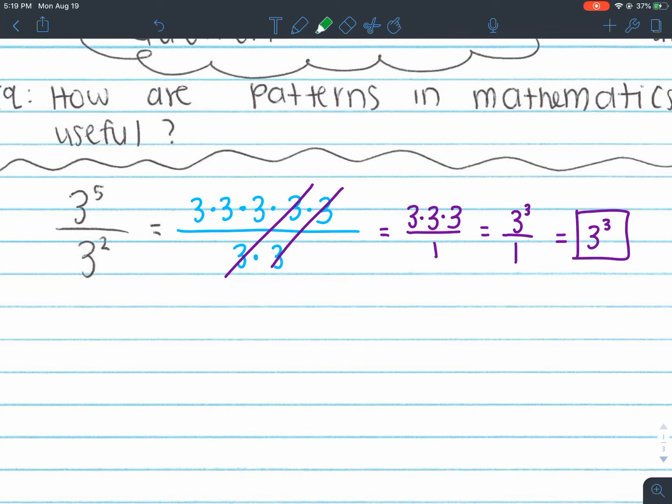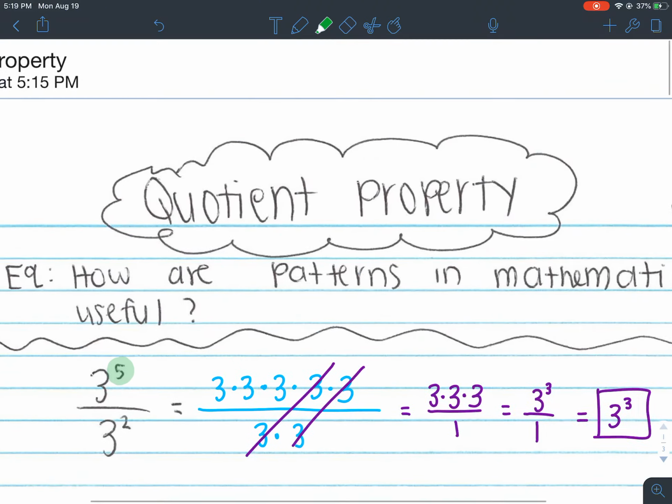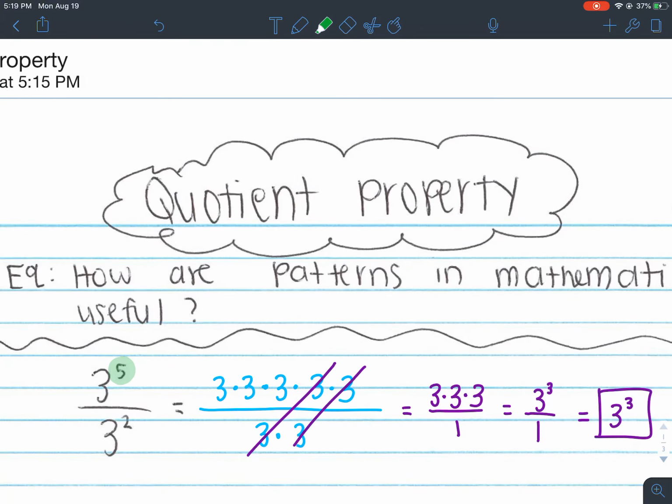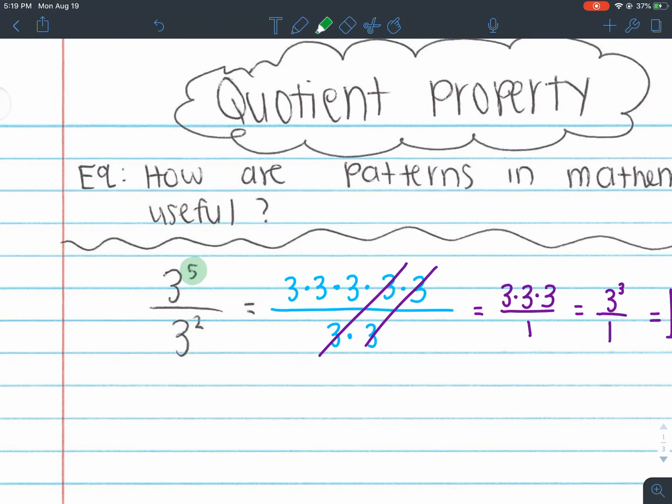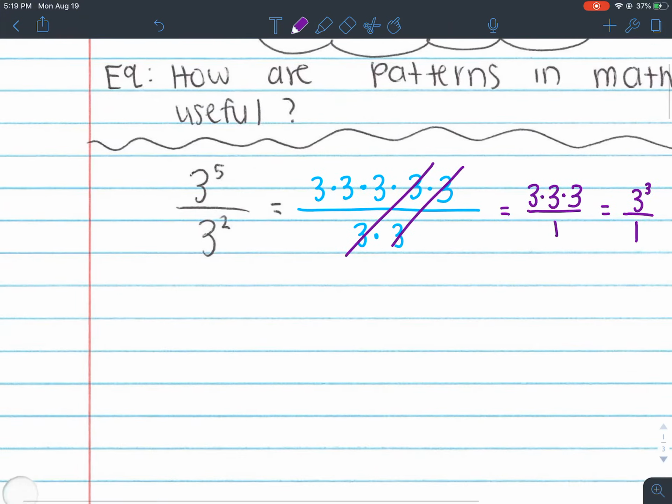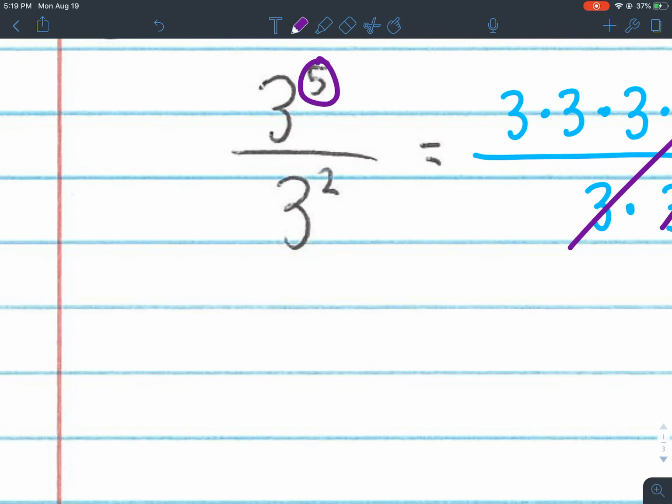All right, let's talk about the shortcut. I have 3 to the 5th, and I have 3 to the 2nd, and I ended up with 3 to the 3rd. So what do you think the shortcut would be here? The shortcut is I could subtract. So product property, I added. Power property, I multiplied. And here I can subtract. So let's talk about that. If we take 5 minus 2, I get 3 to the 3rd.